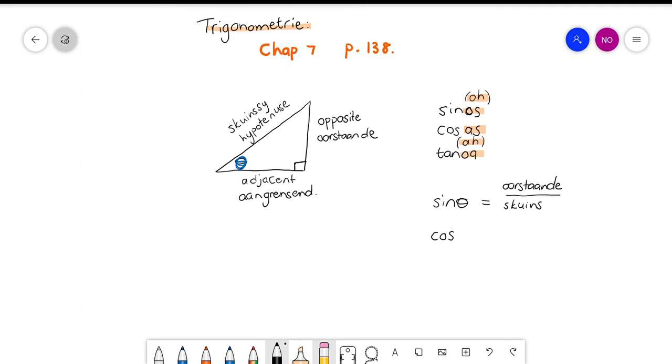Wanneer ons praat van cos, dan is dit die aangrensend oor die skynsy. And when we're talking about tan, it's going to be the opposite over the adjacent. But we normally do this on an axis.